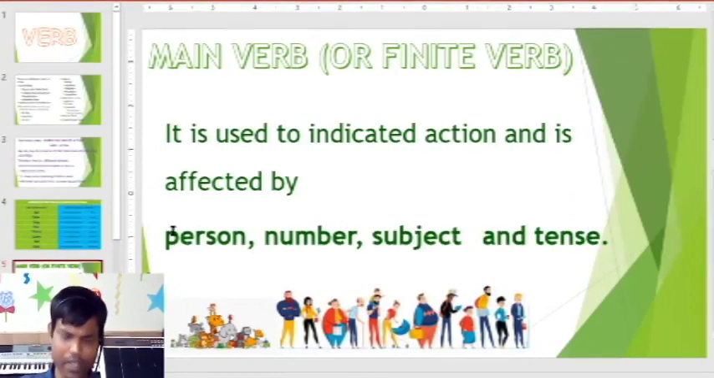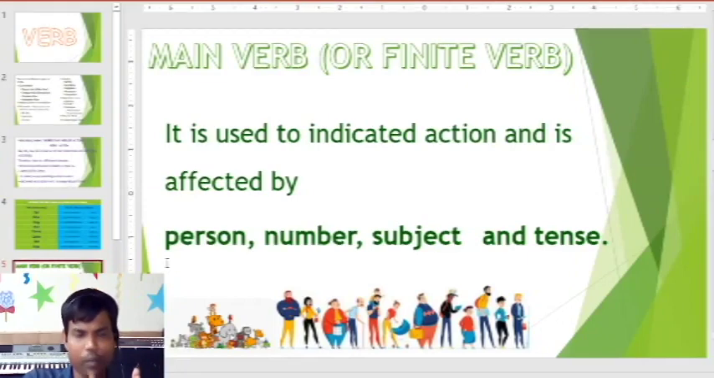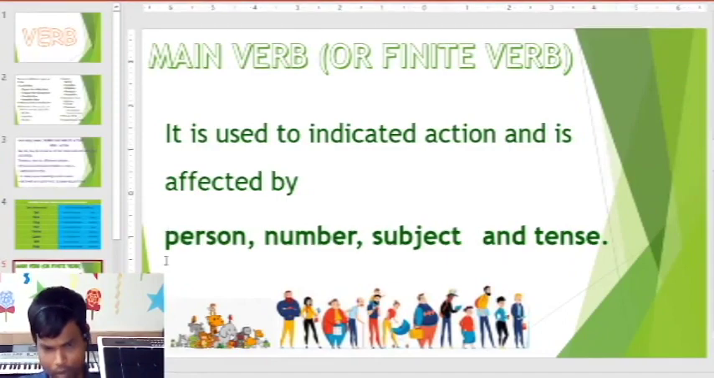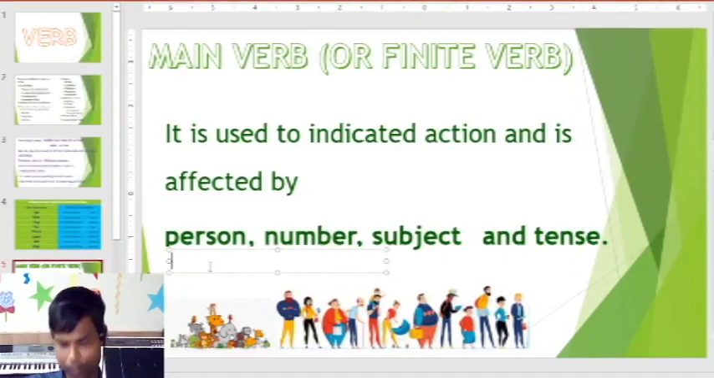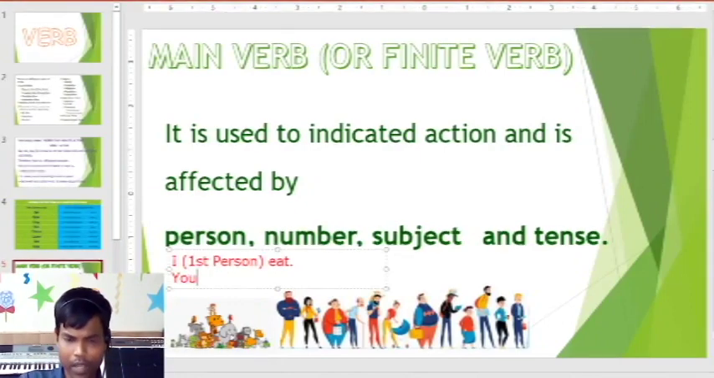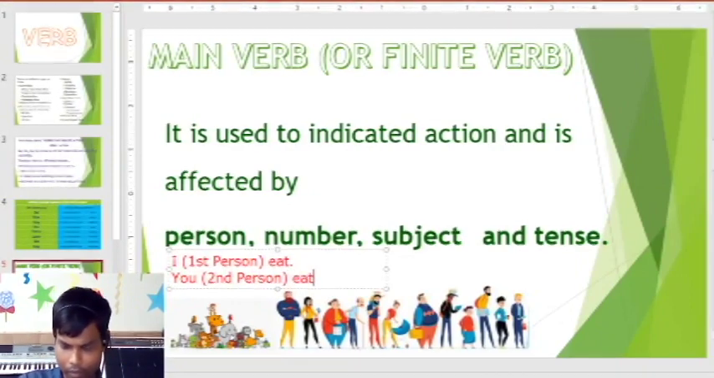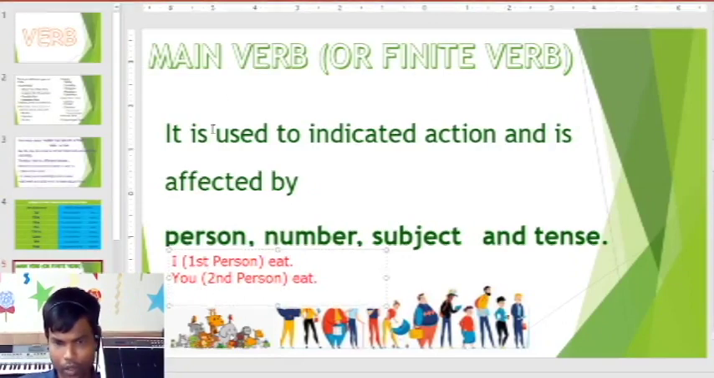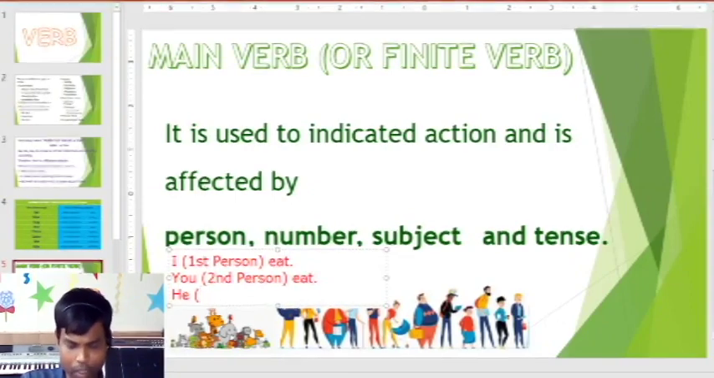Next, we will be seeing here that the main verb is affected by person. Question is how? Just below, what is person? How many persons are there? Three persons. First person, second person, and third person. First person, I. I eat. I is what? First person. Like you. What is you? Second person. Eat. Take the example of third person. He is third person.